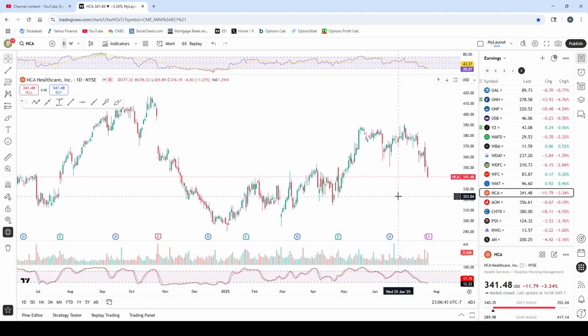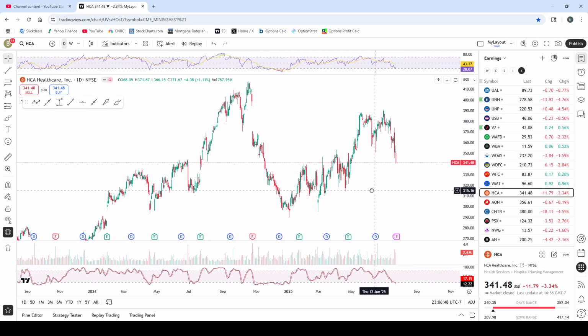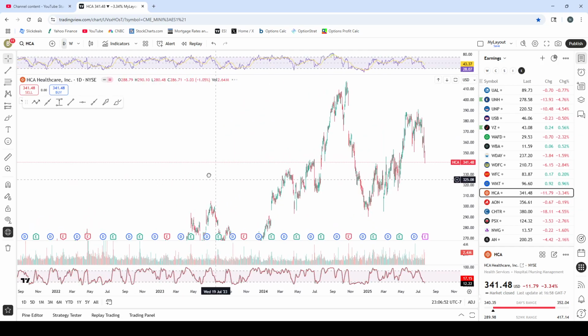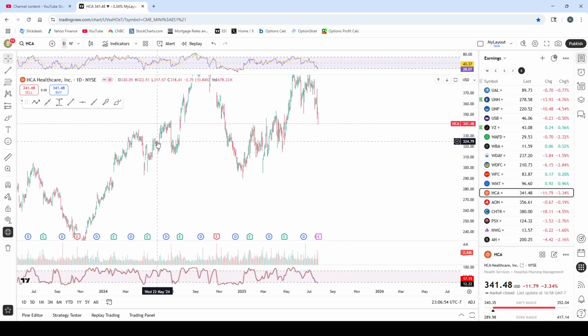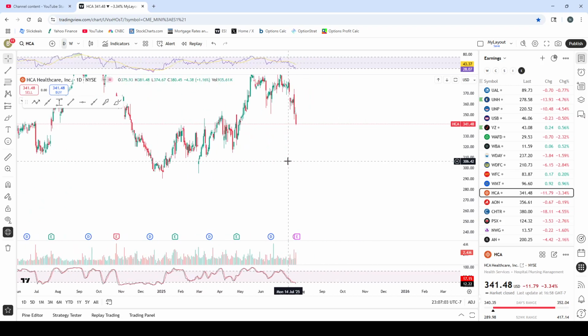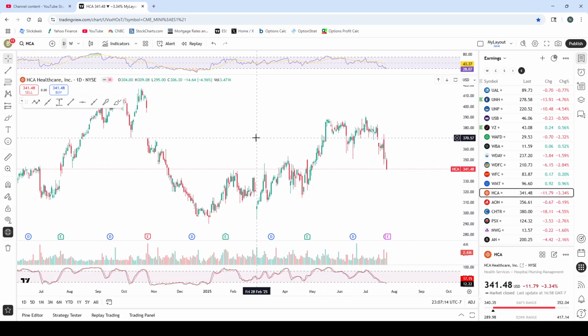All right, so HCA. Before, usually I would look at the stock about 2 to 3 years to see what is the mean price. So the mean price for HCA is probably about 300. So now 341, which is a little bit high, but not that high compared to the past couple years. It's about average.